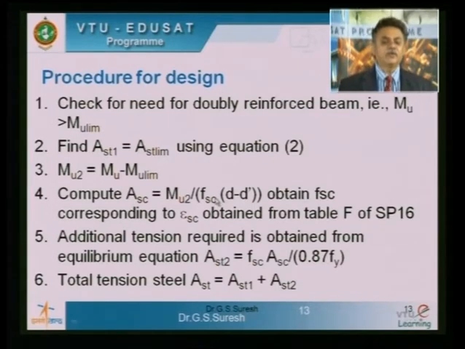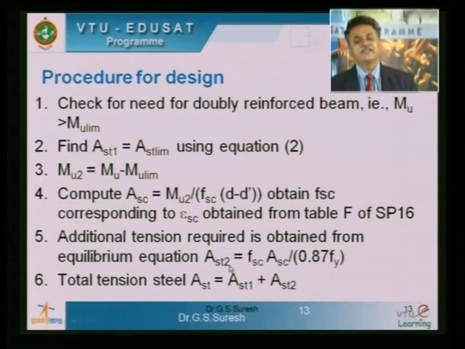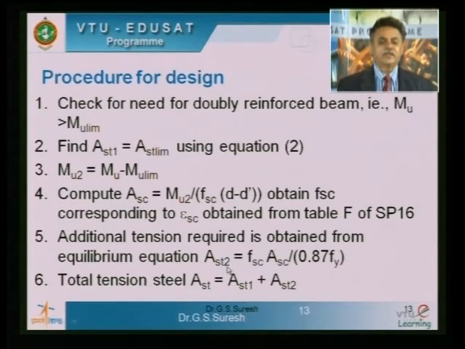How do I calculate Fsc? Already I have told you, use Table F of SP16. The additional tension required in the tension zone is now calculated by equating Cu2 and Tu2. In that, I get Ast2 is equal to Fsc Asc by 0.87 fy. Now, the total tension steel is Ast equal to Ast1 plus Ast2. Now you can write a cross section, which I will demonstrate in the coming slides, where I will show you how to calculate the total area of steel in the numerical problem.